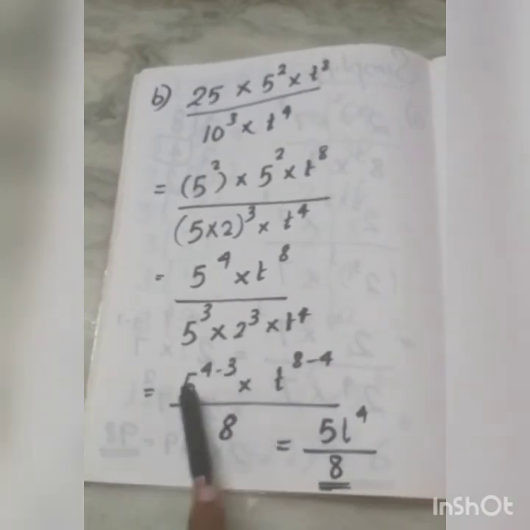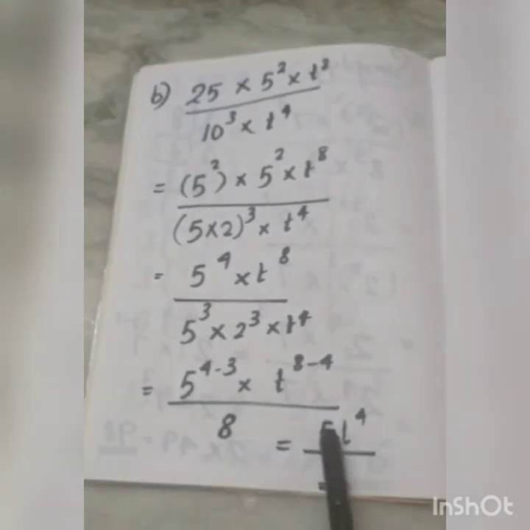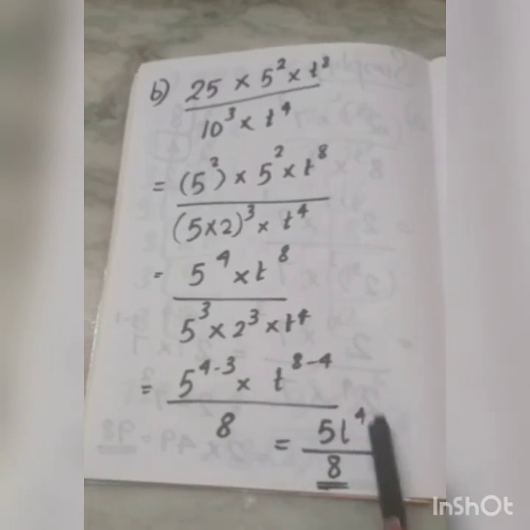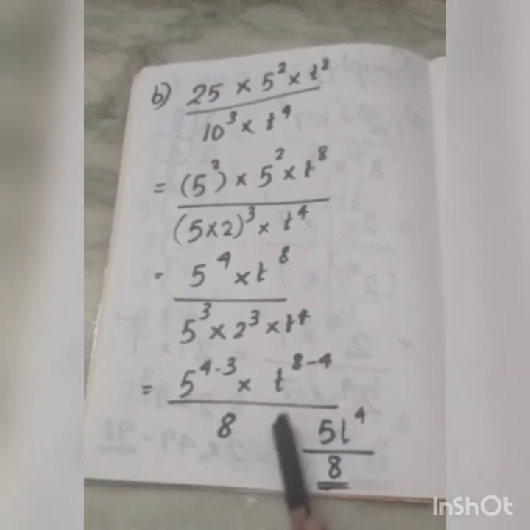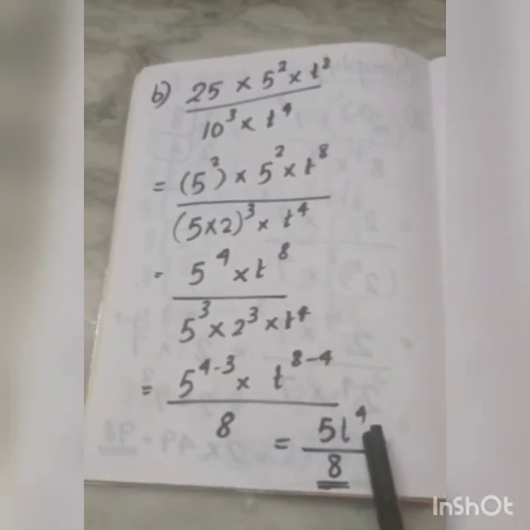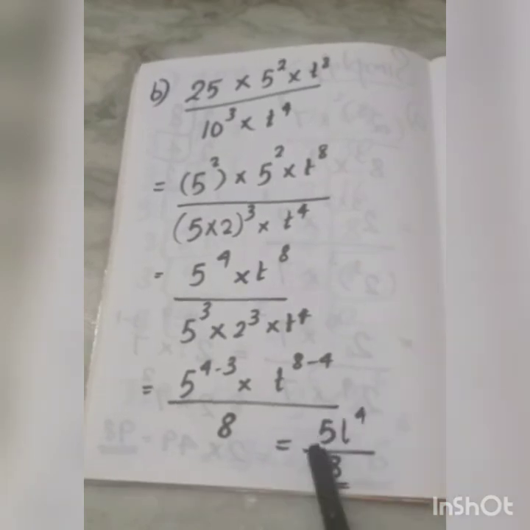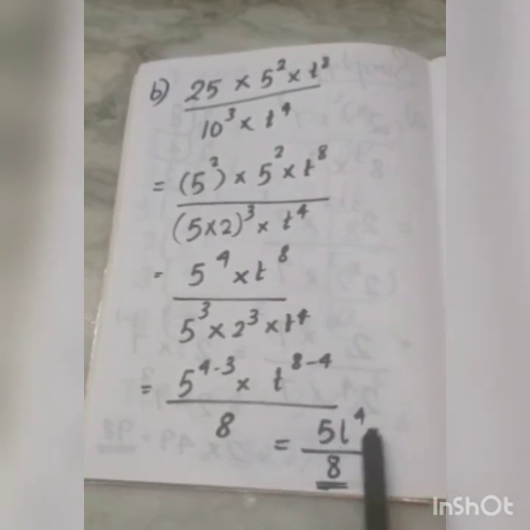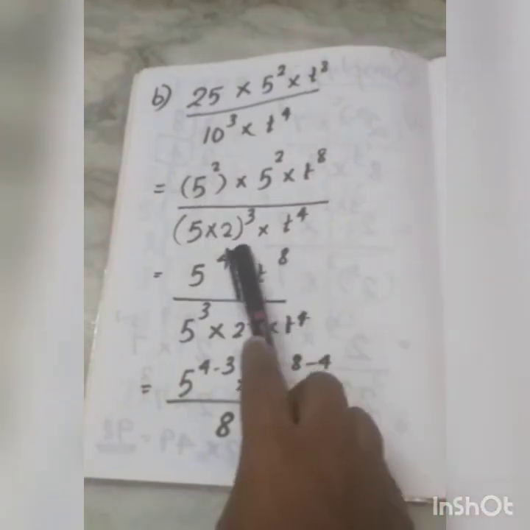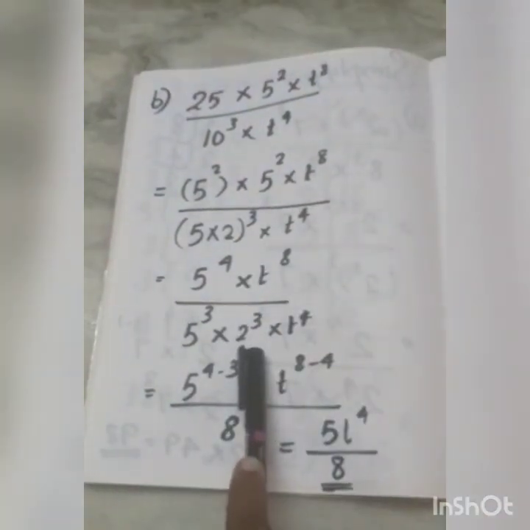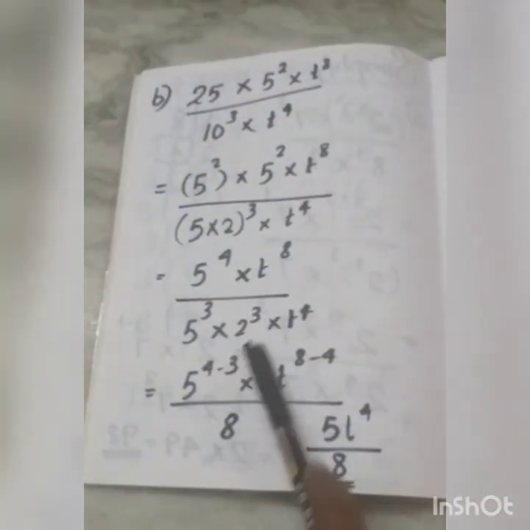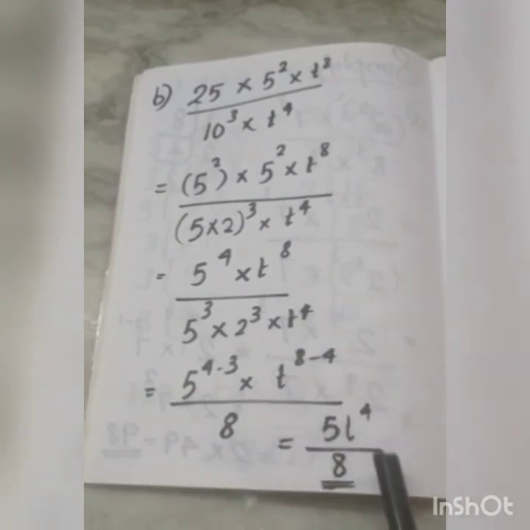Now 5 raised to 4 minus 3 you will get 5. t raised to 8 minus 4 you will get t raised to 4, over 8. Here there is nothing more to simplify because we don't know the value of t. So what is the answer? 5 t raised to 4 by 8. So when you have exponents with the same base, you have to apply the laws. Using the laws you can simplify and write in the simplest form.